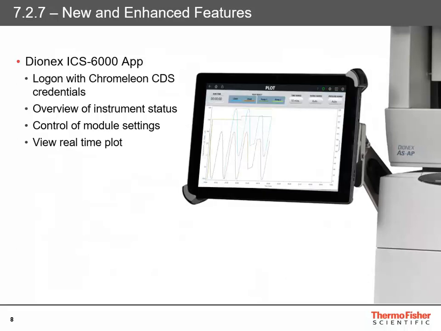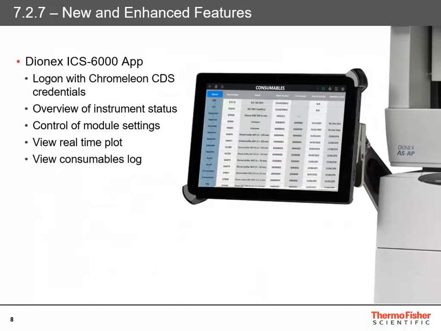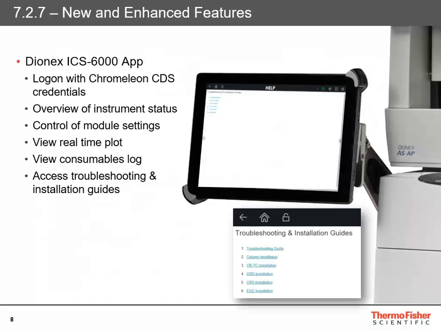You can also view the real-time plot, so you can see from a distance what's going on with your chromatogram coming out. You can view the consumables log right on here, so you can see what's happening with your consumables in the system, such as your suppressors, your columns, anything like that, your eluent generator cartridges. You also have access on this tablet to the troubleshooting and installation guides.